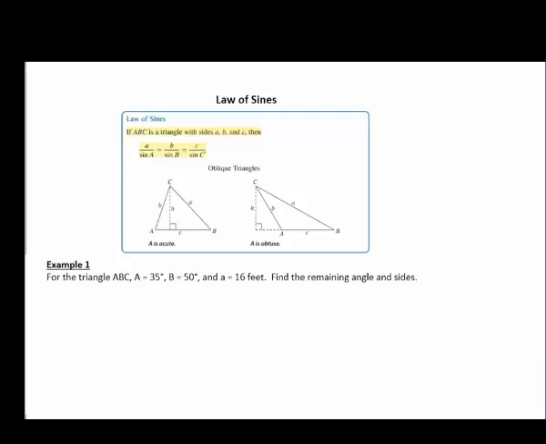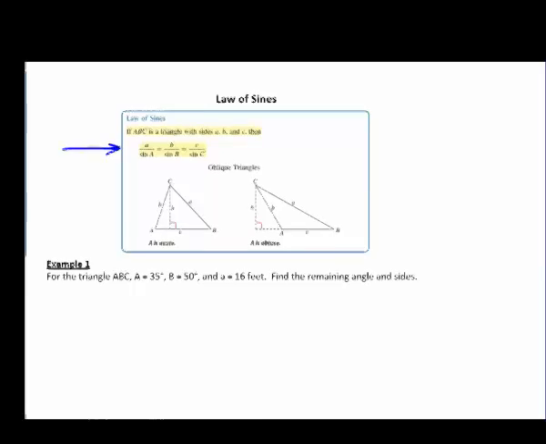So let's see how we can solve a triangle that is not right. We've been using the trig ratios to solve triangles, but we can only use those when we have a right triangle. So now we're going to take a look at something called the law of sines. It's basically a set of proportions that we can use to solve a triangle. And when I say solve a triangle, I just mean find the missing sides and angles.